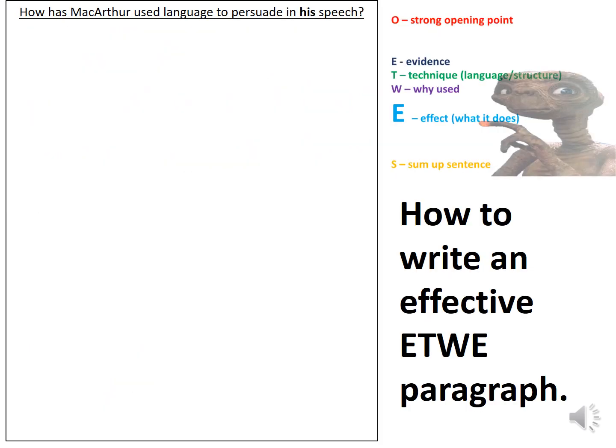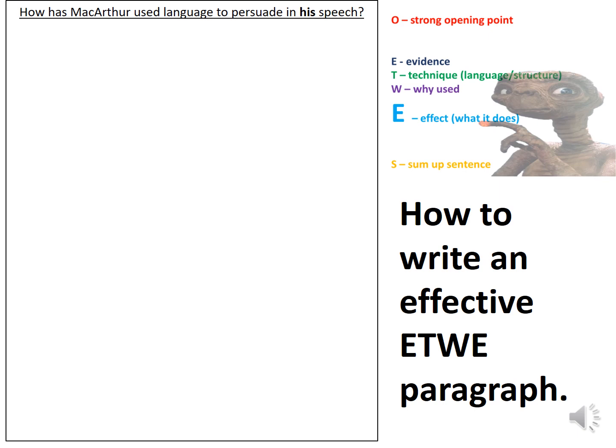What I'm going to do now is we're going to have a look at how we would actually write that in a paragraph. So here's an example question. How has MacArthur used language to persuade in his speech? And we can see we're going to use the OET-WE structure that we're really familiar with now in English language. We're going to make a strong opening point for our first paragraph. We're going to give some evidence in the form of a quote. Then we're going to think about the technique or techniques that are used. We're going to think about why the writer has used the techniques and what the effect is.